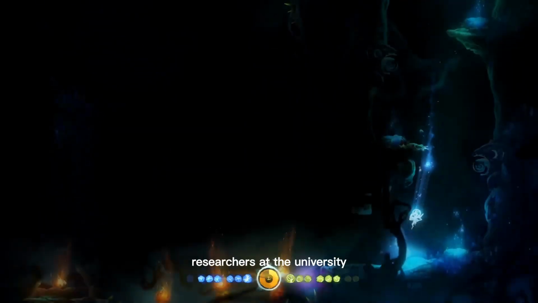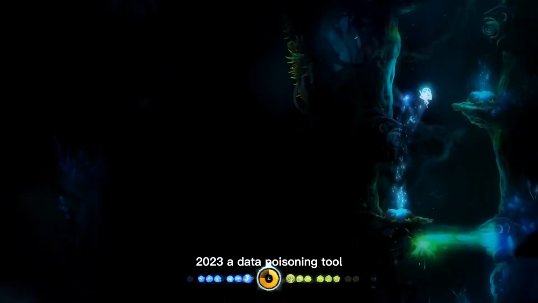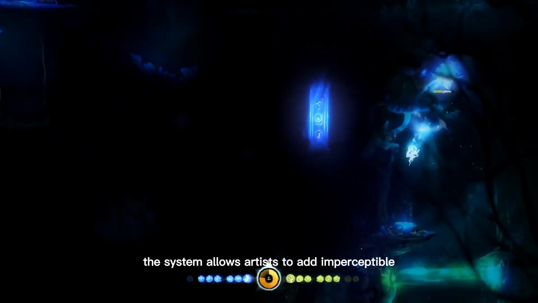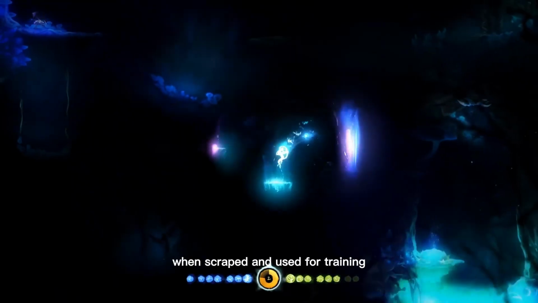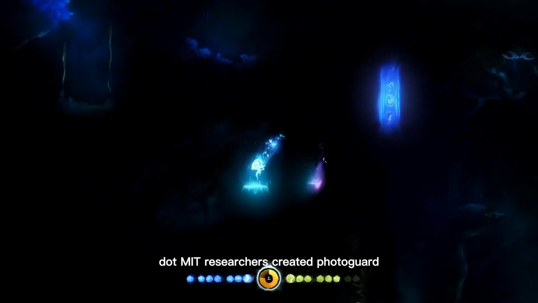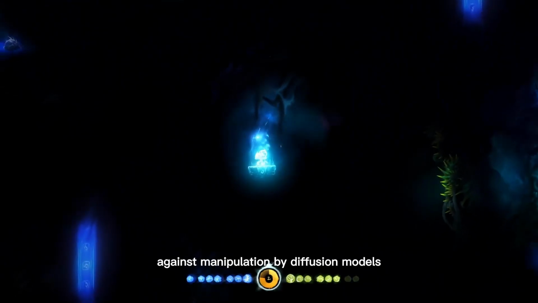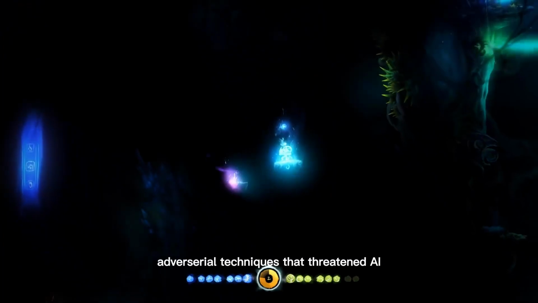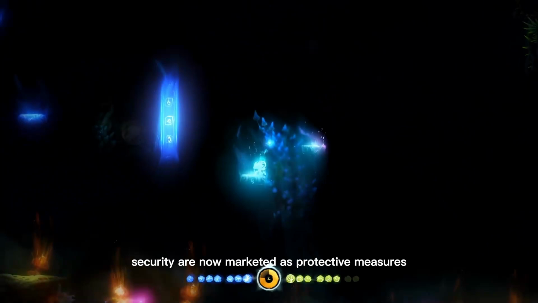Researchers at the University of Chicago developed Nightshade in 2023, a data poisoning tool for artists concerned about unauthorized scraping. The system allows artists to add imperceptible filters to images that, when scraped and used for training, corrupt the resulting models. Researchers created PhotoGuard, a system that immunizes images against manipulation by diffusion models. The paradox is striking. Adversarial techniques that threatened AI security are now marketed as protective measures.